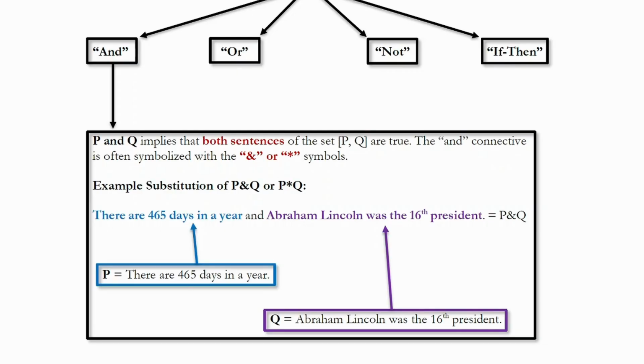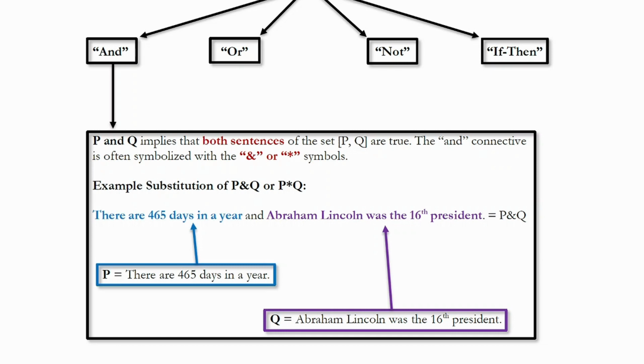So let's start with the logical connective of and. So the question we're really asking ourselves is, what does the word and tell you? From a logical point of view, what does it mean? So let's say you have a sentence like P and Q. What does that sentence imply? It implies that both sentences that are included in that statement, that means sentence P as well as sentence Q, both of them are true.